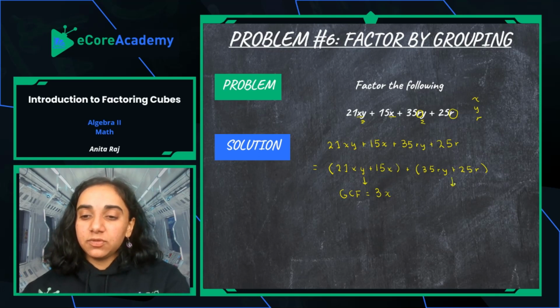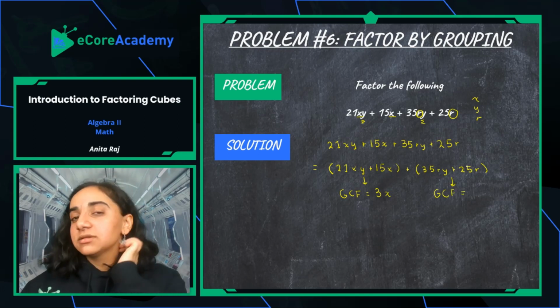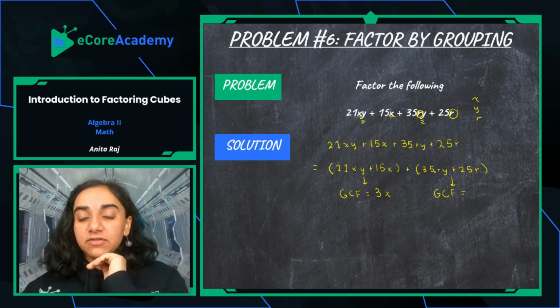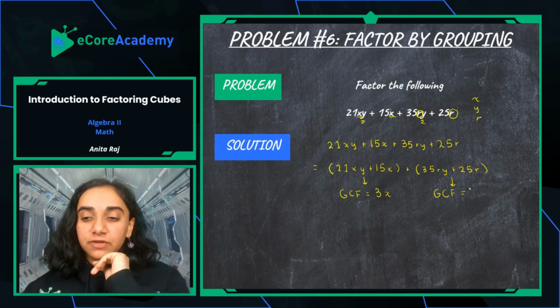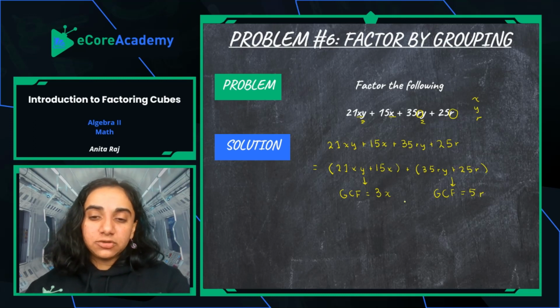Let's do the same thing with the second set of parentheses. So if I look at the coefficients, 35 and 25, my greatest common factor is 5. 35 divided by 5 is 7. 25 over 5 is 5. So we're going to have a 5. If I look at their variables, r, y, and r, I can pull an r at most. Can't pull a y because 25r doesn't have a y. So these are going to be my two GCFs.